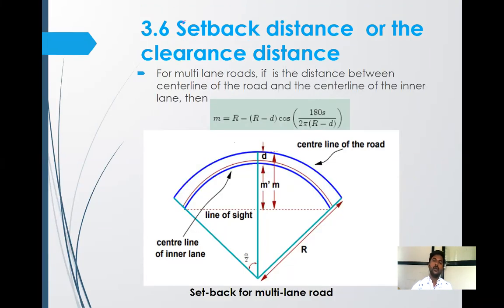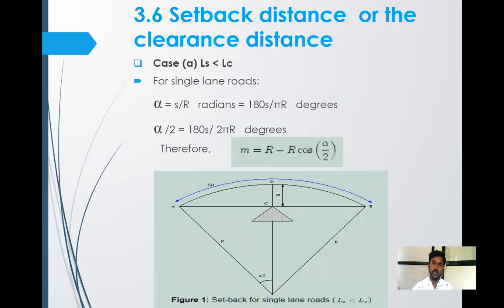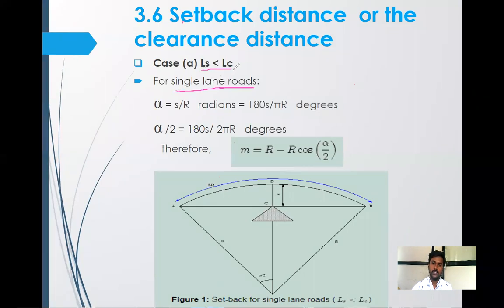Okay, and the first formula is for the single lane only. Whatever we have seen, this formula is for when there is a single road. Please note this down: if the road is a single lane road and the side distance is less than the curve, this is the formula.